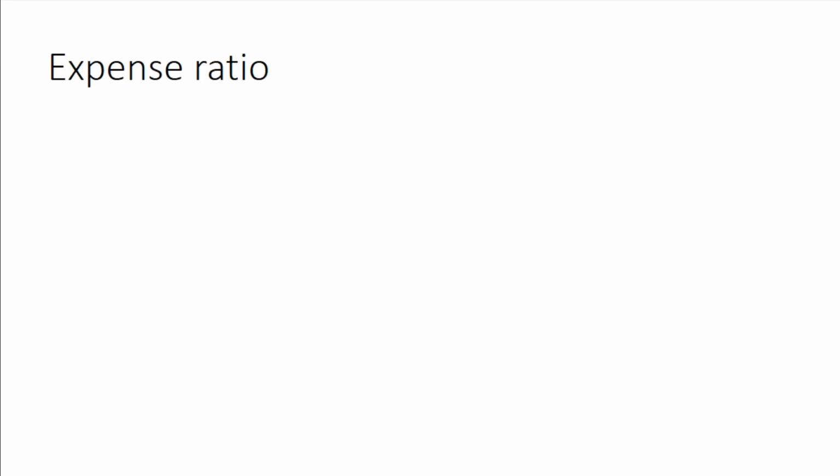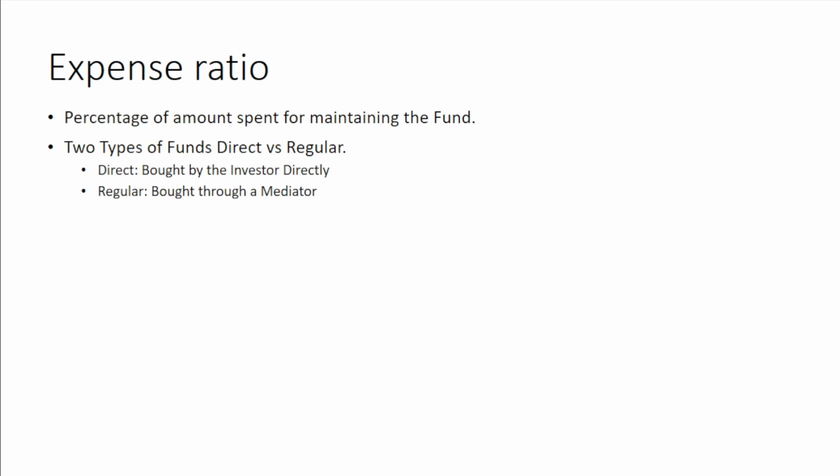Now let's understand about expense ratio. This is a percentage of amount that is charged by any AMC who is maintaining your mutual fund. In every type of mutual fund, there are two types. You can buy them directly, or you can buy a regular mutual fund. So what is direct? Direct is when you are an investor and you are buying the mutual fund directly without anyone's help, and regular is when you are taking the help of a mediator, so that mediator will take some percentage from the AMC directly.